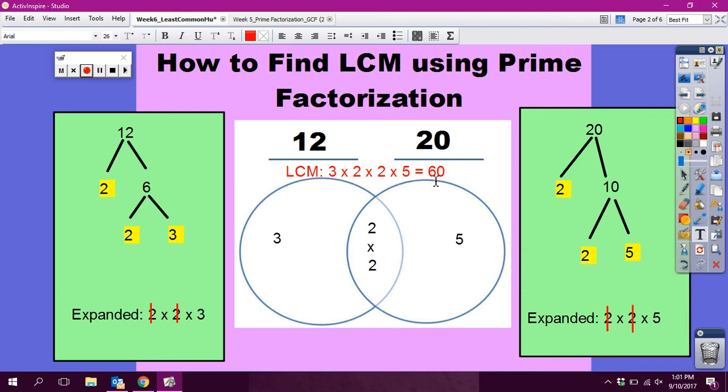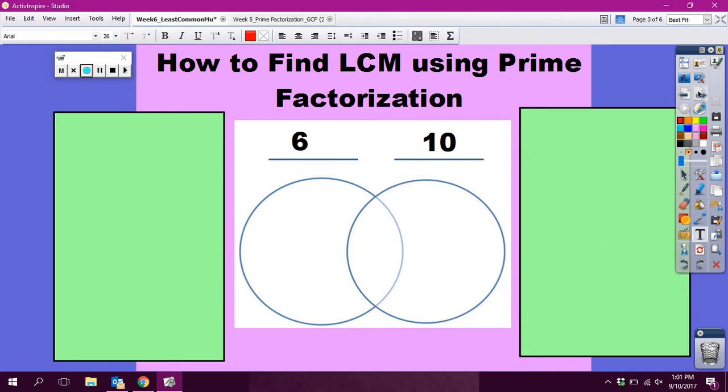Okay, so the smallest number that you can expand these numbers into or skip count with to get to the same one is 60. So we're going to try another one. Okay, so we've got 6 and we've got 10.